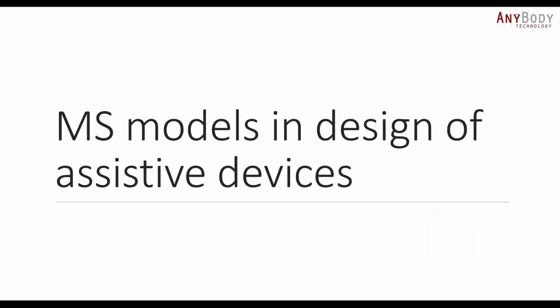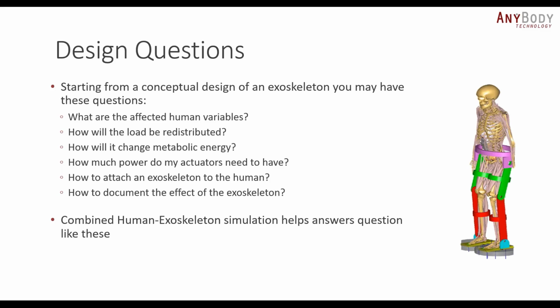So with that, I will start the main topic of the webcast today, the use of musculoskeletal models in the design of assistive devices. There can be several design questions that you may have when you are thinking of an exoskeleton, such as what are the affected human variables? How will the load be redistributed, or how will it change the metabolic energy? And on the exoskeleton side, maybe how much power do the actuators need to have, or how to attach an exoskeleton to the human, and how to document the effects of the exoskeleton. So a combined human exoskeleton simulation can help answer questions like these.